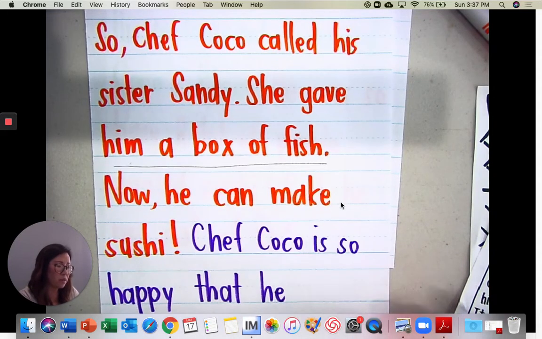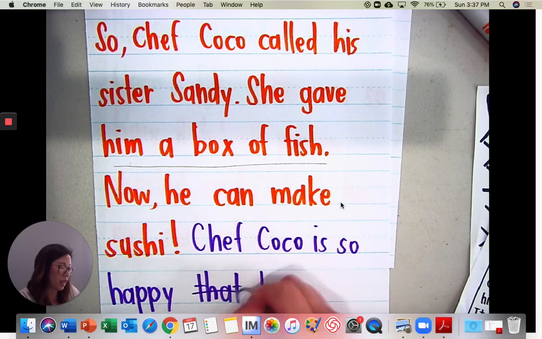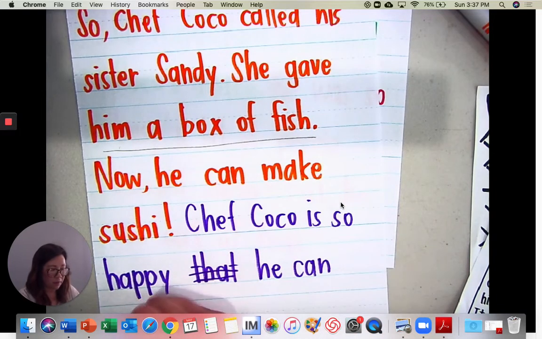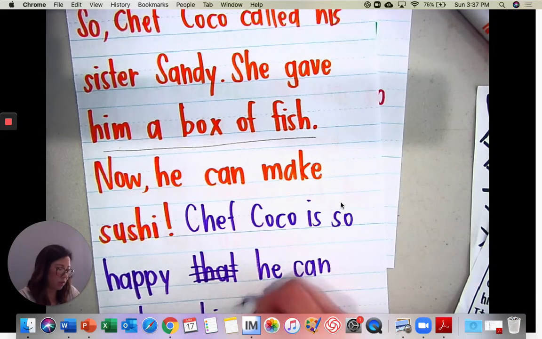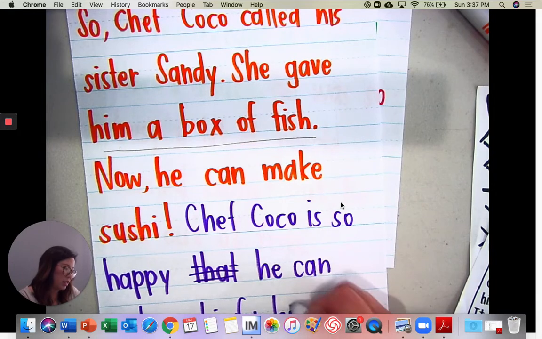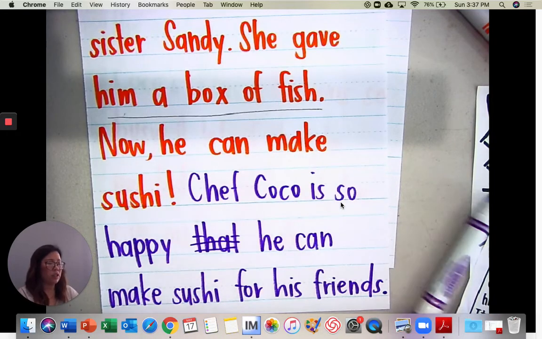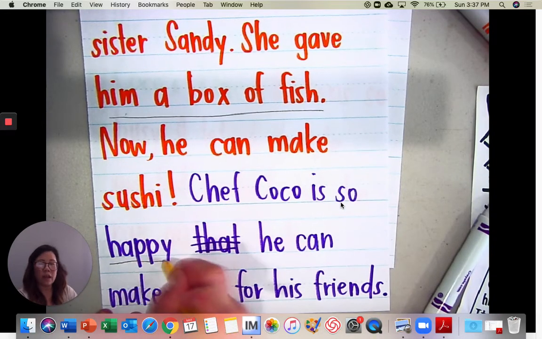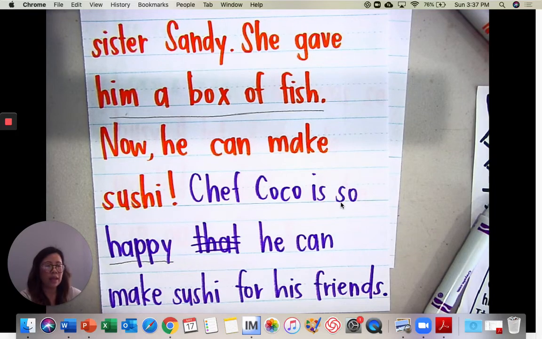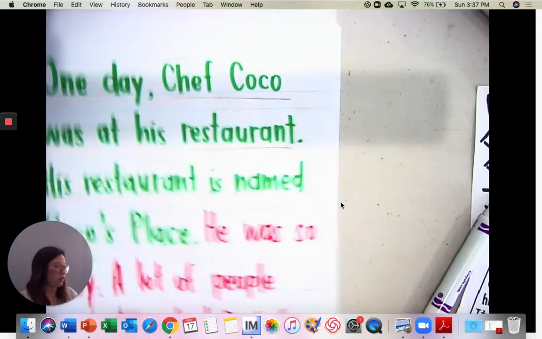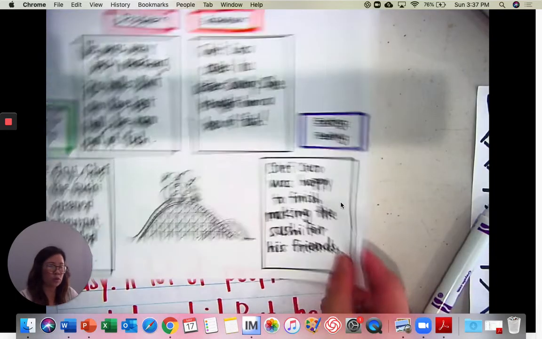Chef Coco is so happy. I'm not going to have that. He can make sushi for his friends. And now I have my feeling sentence, which is here, because I'm telling you that Chef Coco is happy.